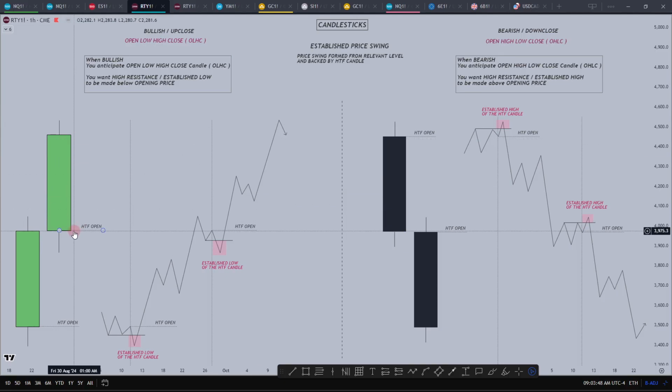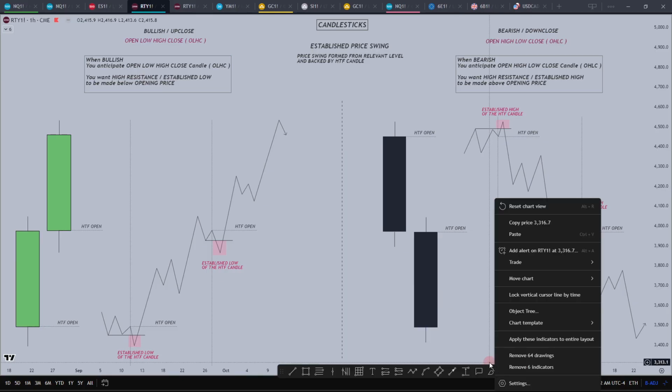Only two types of candlesticks, bullish or bearish. Bullish, so open low high close. Bearish, so open high low close. When bullish, you anticipate open low high close, as I just talked about. You want a high resistance, an established low or protected low, to be made below the opening price. I taught protected low, which is the same as established low, and I taught high resistance in the previous sessions of the mentorship. So you should rewatch them if you still have doubts. But there's a reason I covered them before this session.